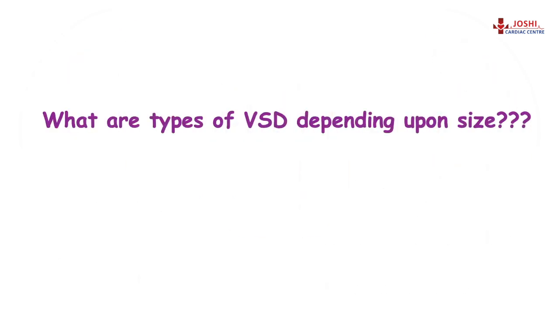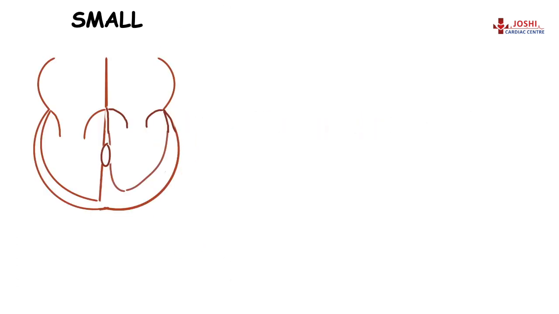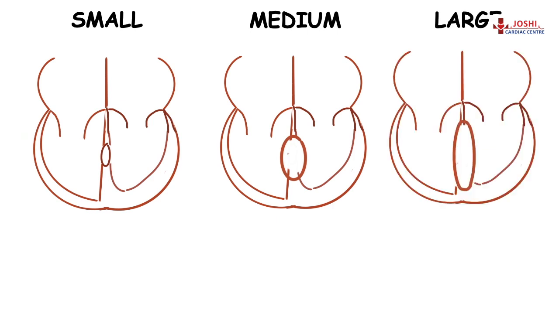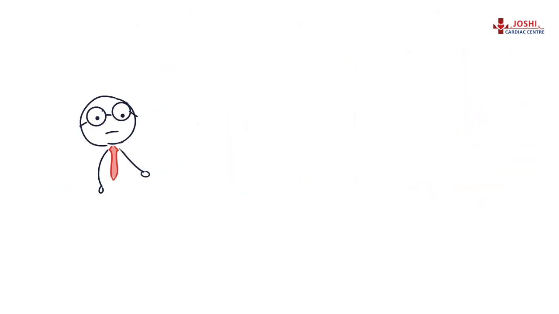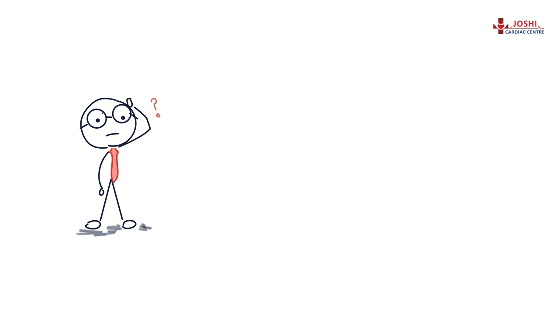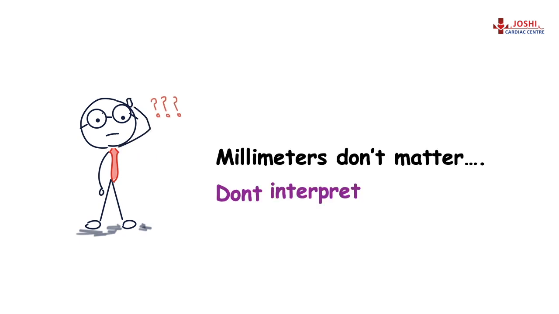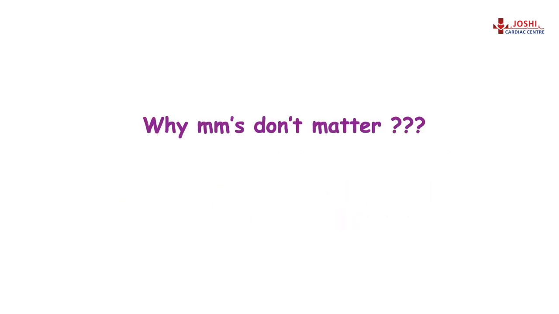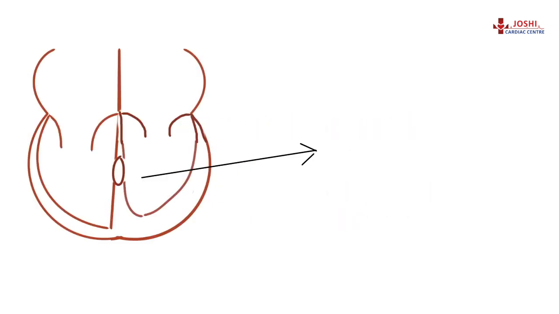Let us now see what are the types of VSD by size. According to size, VSDs are classified as small, medium and large. Again here, although I am saying by size, usually the millimeters which are given in the echo report don't matter. Let us understand why we should not interpret the size of VSDs by looking at millimeters.